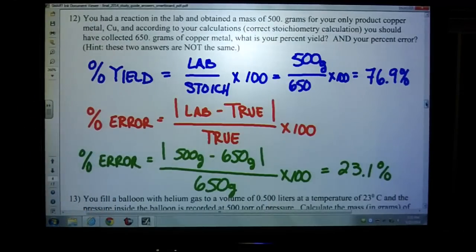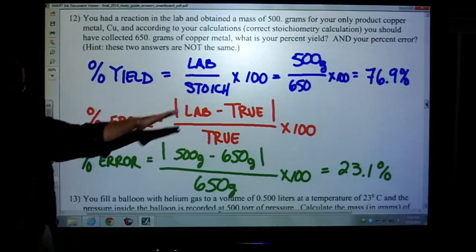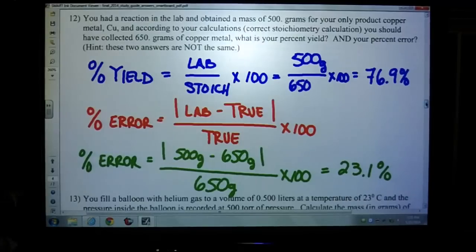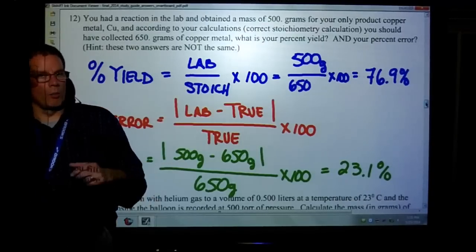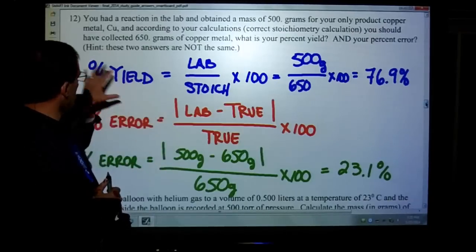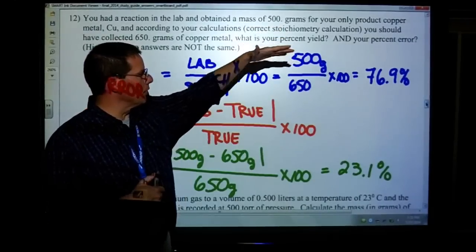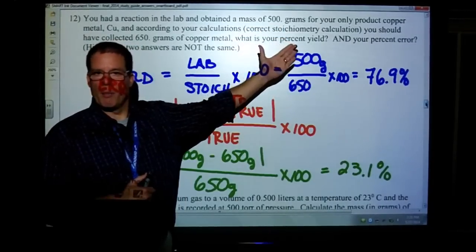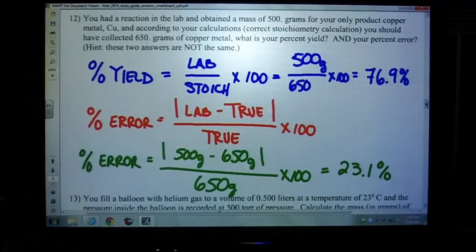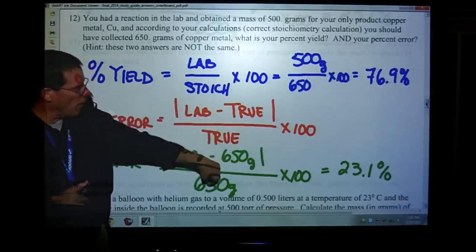And that looks pretty darn close to the difference of the percent yield and the percent error, which is something that we would hope to expect to achieve. So again, the percent yield is how much we collected divided by the amount that we should have received or collected. And then the percent error is the difference of these two divided by the total.